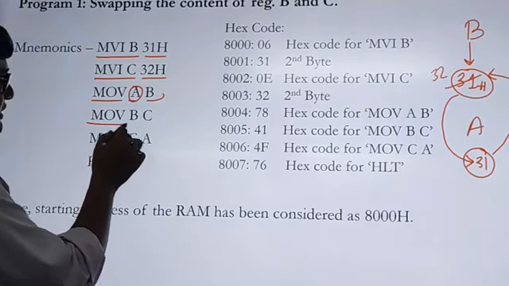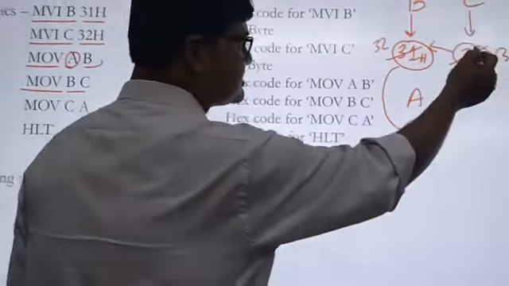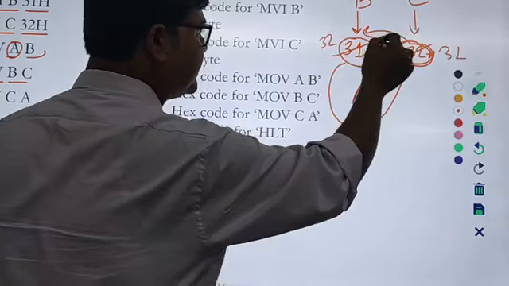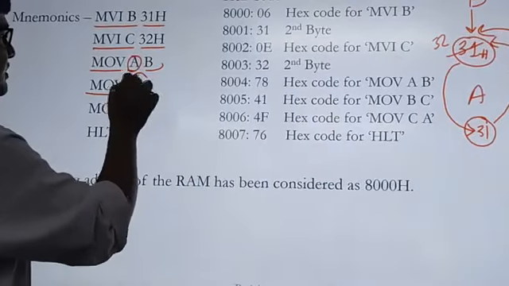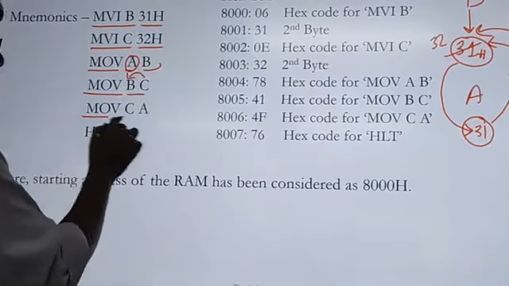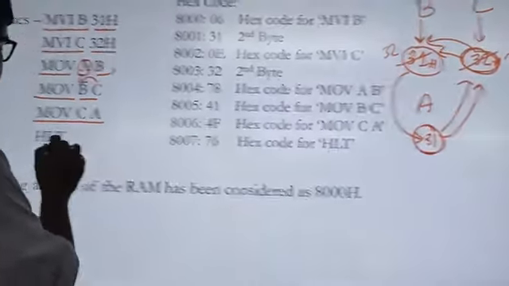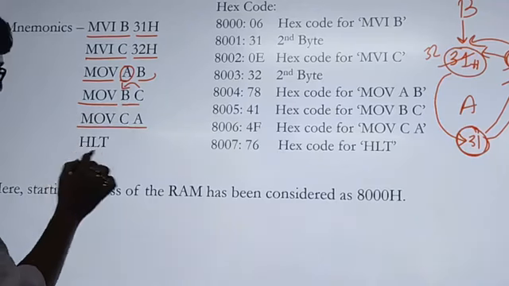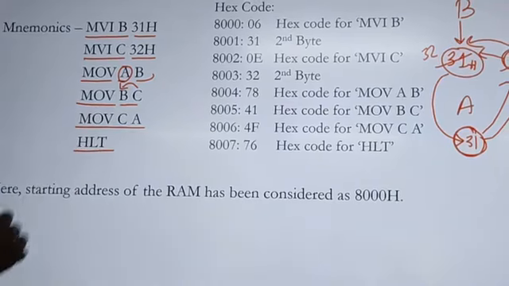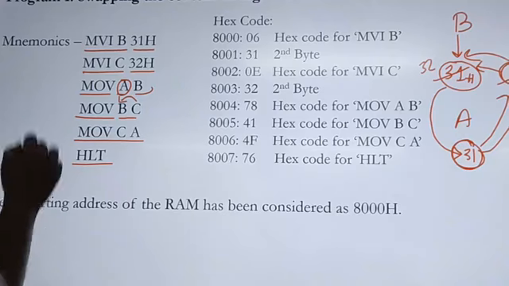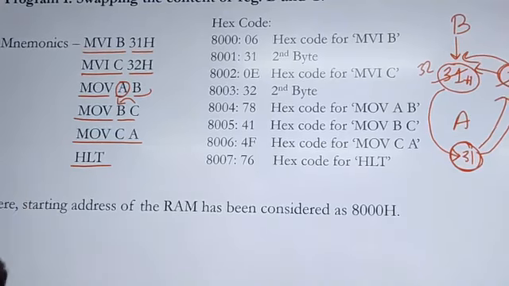Then simply MOV B, C. As we have discussed, the content of C will move to the B register. Then MOV C, A, so the accumulator content will move to the C register. So we can write this down over here. Then we write the halt instruction. The halt instruction is always required to stop the execution of the program.